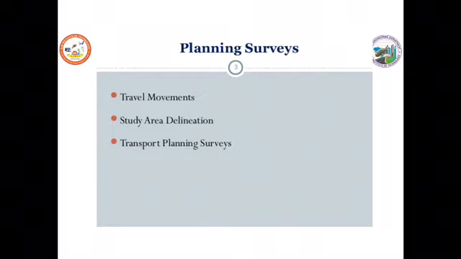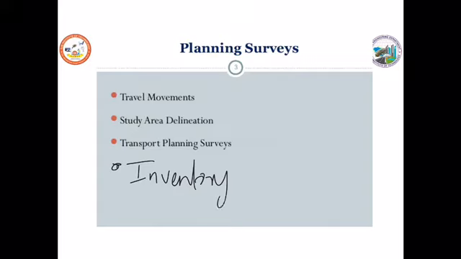of travel movements that are there in the urban region, and we will discuss how to decide the study area and the various types of transportation planning surveys that will be conducted. The data we get out of them will be helpful in transportation planning. Along with this, we will cover the topic of road inventories, the various inventories that we collect while doing transportation planning.